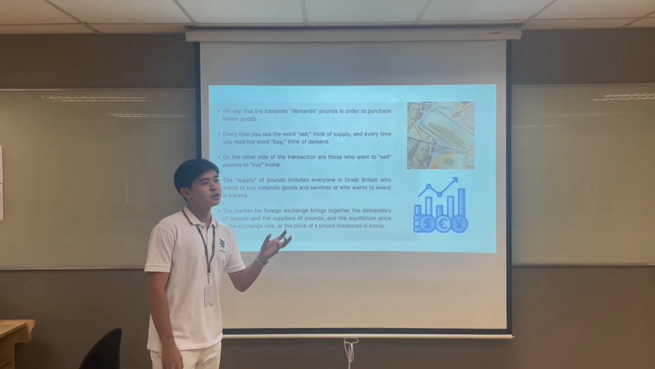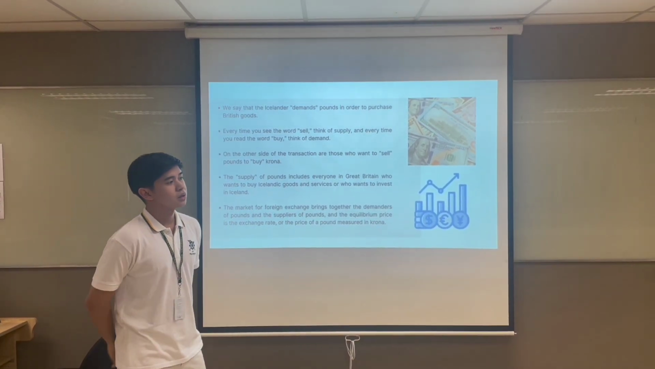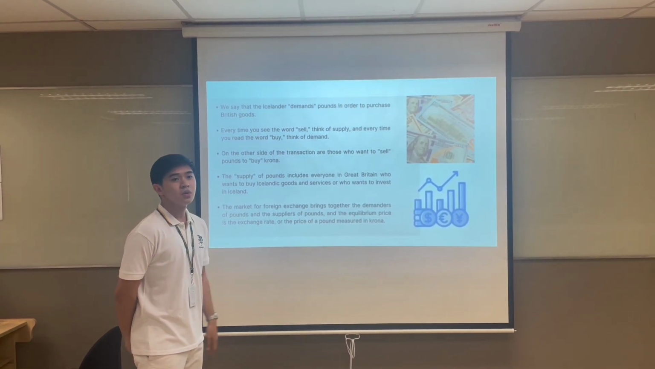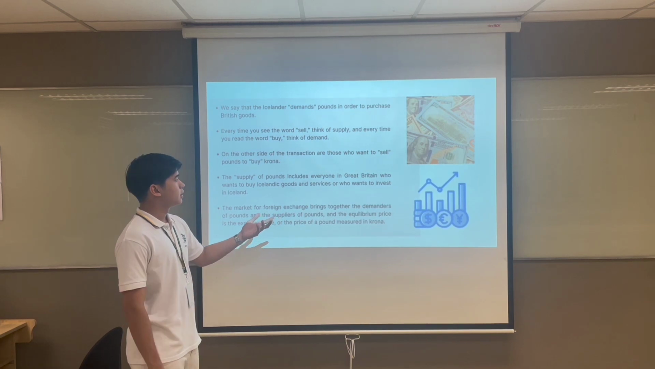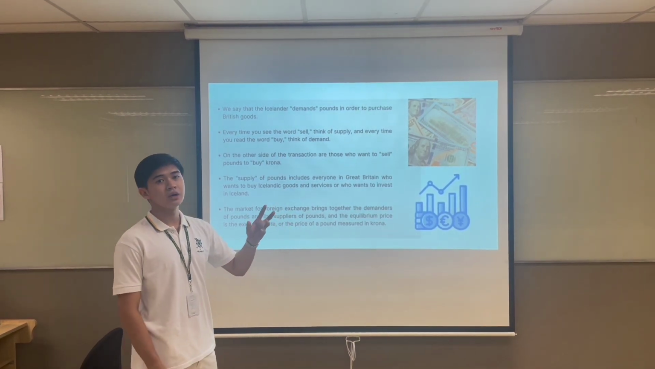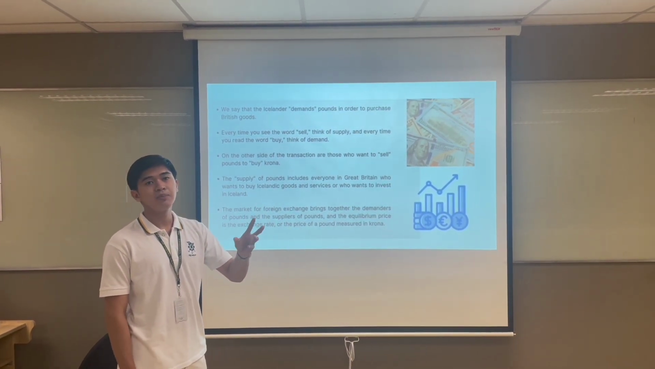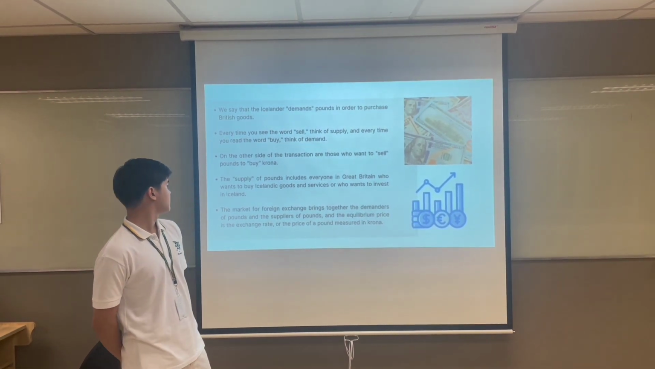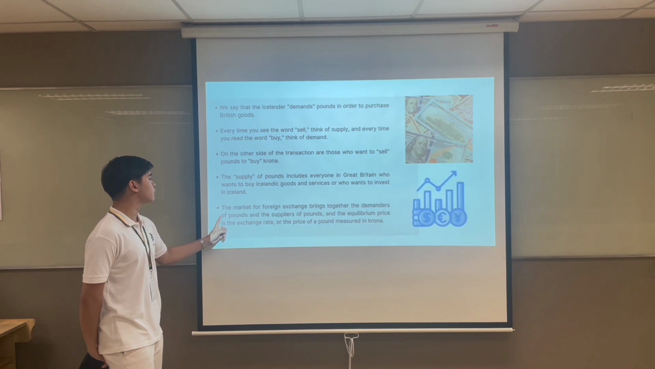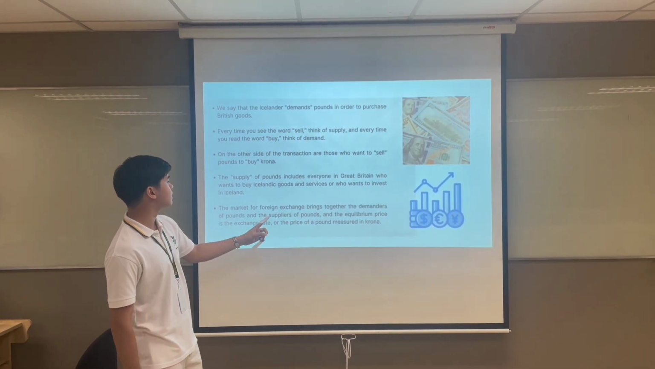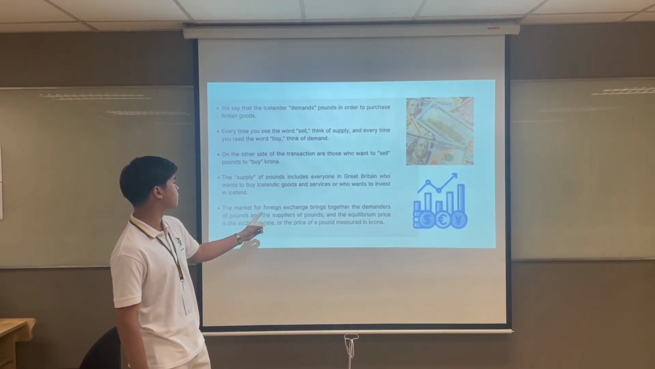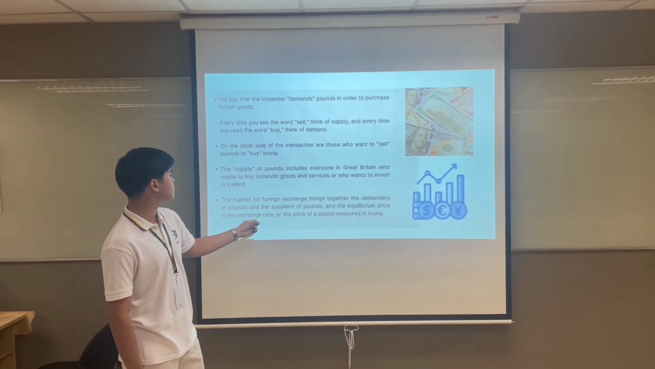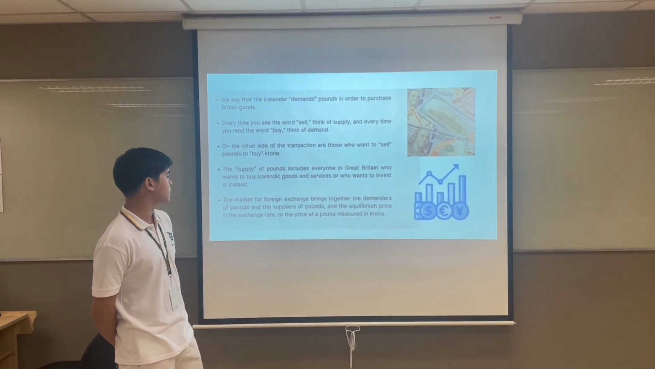British people were interested in what Iceland was offering. So what they did is invest their pounds into krona so that they can put money into Icelandic banks. Here, the market for foreign exchange brings together the demanders of pounds and the suppliers of pounds. Then the equilibrium price is the exchange rate, or the price of a pound measured in krona.